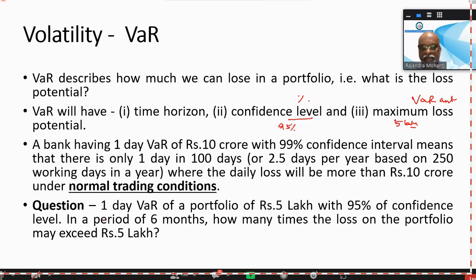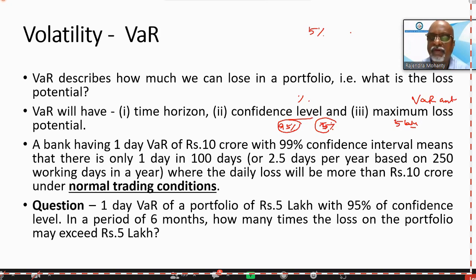So one day VAR is there. So find out in a period of 6 months, how many times the loss on the portfolio may exceed 5 lakh. Here 95% denotes that the maximum loss will not exceed 5 lakh. So what is the percentage when the loss might exceed 5 lakh? 5%. That is the meaning of this confidence level. So only 5% of the time the loss will exceed 5 lakh. That is what we have to calculate, because the question is asking that.